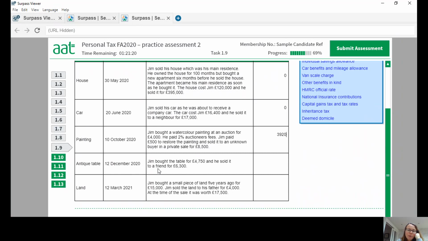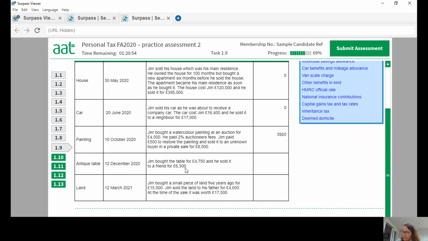Right, antique table. Jim bought a table for 4,750 and sold it for 6,300. It's another chattel straddle. A friend is not a connected person, so I don't need to worry about that. This is the same way round as the other one. The selling proceeds are over and the cost is under, so it's the 5/3 rule again.